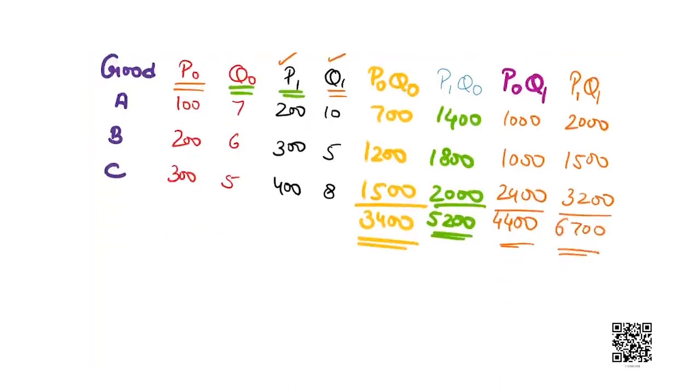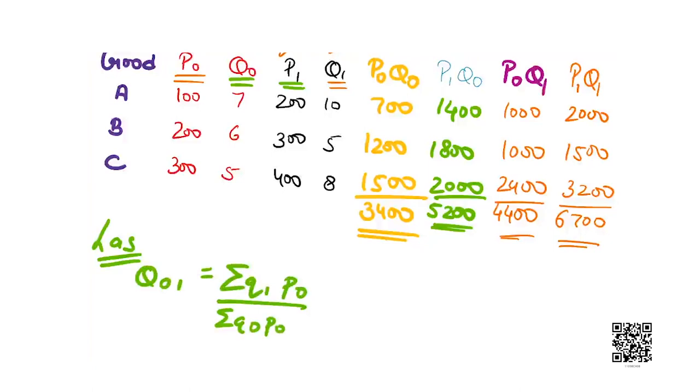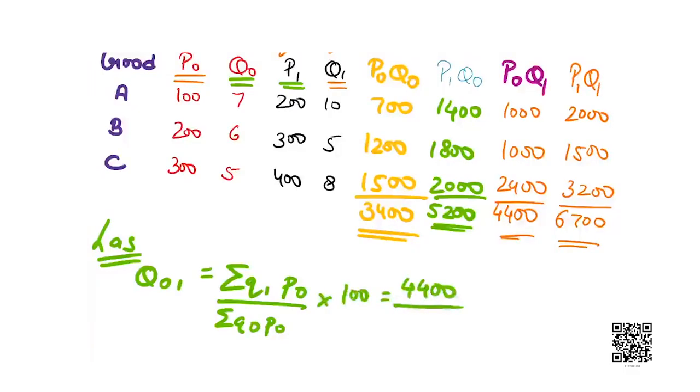So the total for this will be 6700. Now let's calculate the quantity index by Laspeyres' formula. Laspeyres' formula says that you can obtain the quantity index by sigma Q1 P0 upon sigma Q0 P0 multiplied with 100. So this will be 4400 divided by 3400 multiplied with 100. This will give me an answer of 129.41. This says that the quantities have increased by 29.41%.